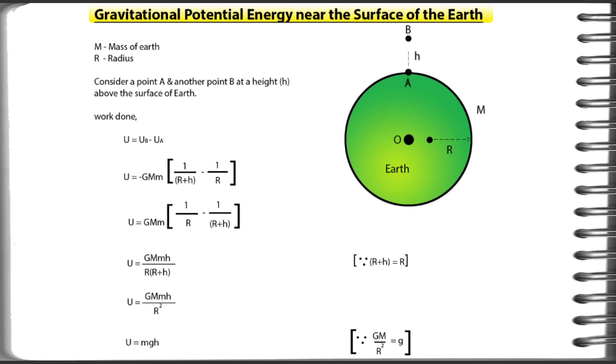epsilon equal to GMm into 1 by R minus 1 by (R plus h), epsilon equal to GMm h by R into (R plus h). Since R plus h is approximately equal to R, epsilon equal to GMm h by R square. Finally, epsilon equal to mgh.